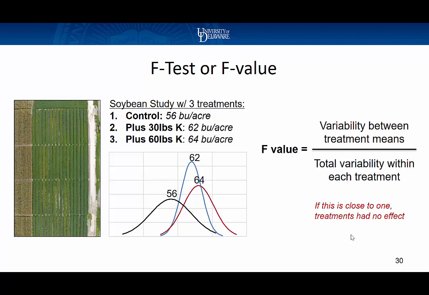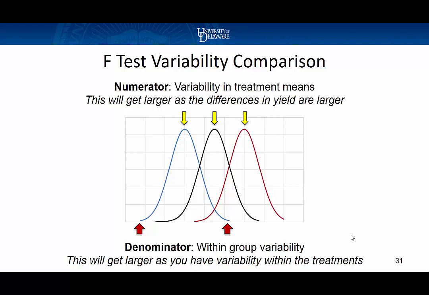But if you look right here, the bigger this number is, so if you have a big difference in yields, this value gets larger and it's easier for us to say we're confident. If these variabilities are that different, then they're not the same. And we can say that potassium addition worked in this case. So here's another way to look at it.